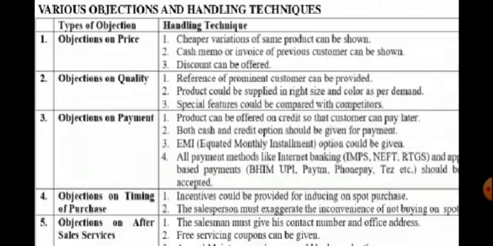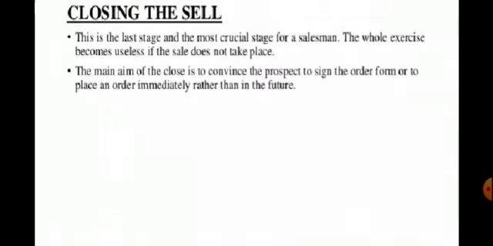Objection on timing of purchase: incentives could be provided for inducing on-spot purchase. The salesperson must exaggerate the inconvenience of not buying on the spot. Objection on after sales services: a free servicing coupon can be given. The salesman must give his contact number and office address.